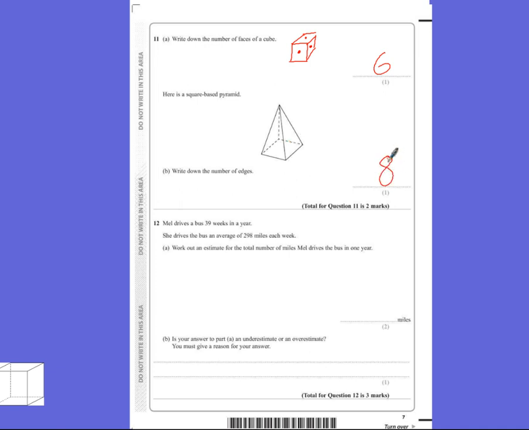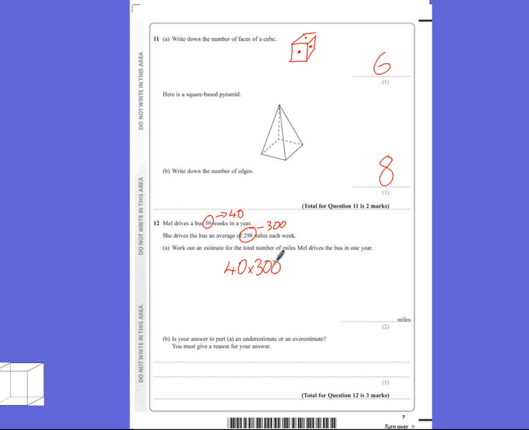Number 12. Mel drives a bus 39 weeks in a year. She drives a bus an average of 298 miles each week. Work out an estimate for the number of miles Mel drives in 1 year. So to estimate, we always round to one significant figure. So 39 would round to 40, and 298 would round to 300. So we're doing 40 times 300.